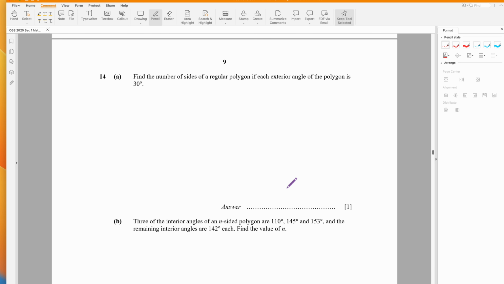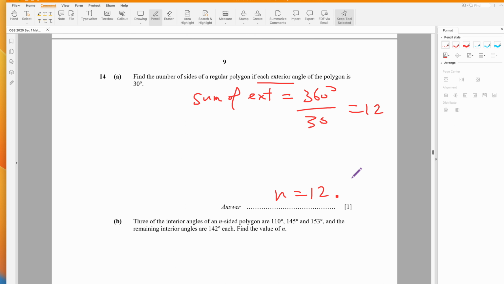Okay, this one. Exterior angle sum? Sum of exterior angle first. Sum of exterior angle, yeah, 360. Correct. So if one of them is 30, you divide by 30, it is 12. So the number of sides is 12. Let me see if I get 12. Yeah, I got 12. But maybe you don't use this formula. Okay, but this formula is very fast.